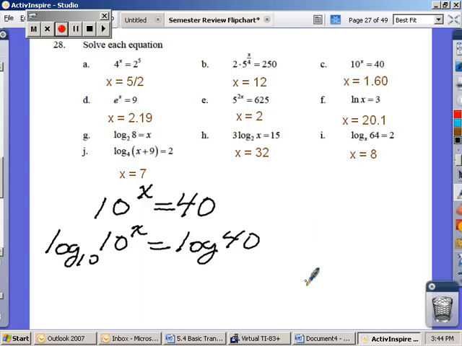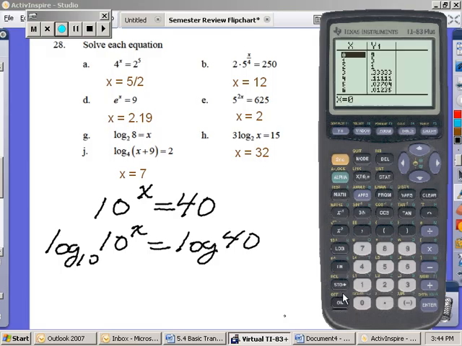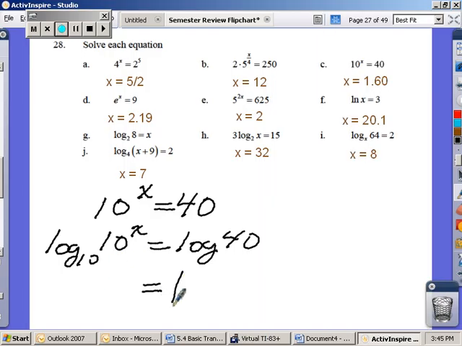So on your calculator, turn your calculator on, hit log, type log 40, close the parentheses, and you will receive 1.60. Now, log 40 is equal to 1.60. I have a base here of 10 and a base here of 10. These cancel out and I get x. So now I know that x equals 1.60.